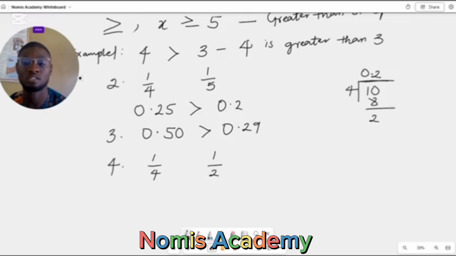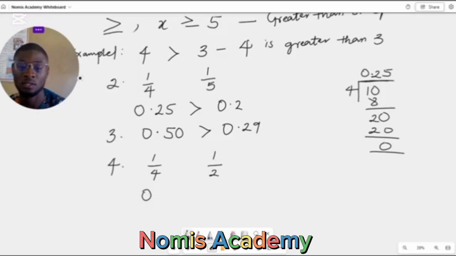This time you don't need to put a decimal point because there's a decimal point in your answer already. So what you just need to do is add 0 to 2 to make it 20. Now how many 4s can you get from 20? That is 5. 5 times 4 gives you 20. So when you subtract 20 from 20, you are left with 0, nothing to divide again. That tells us that 0.25 is the perfect quotient of 1 divided by 4. So the answer is 0.25.